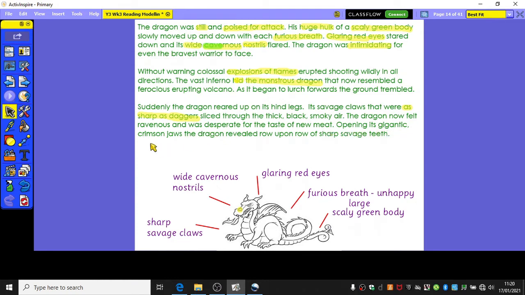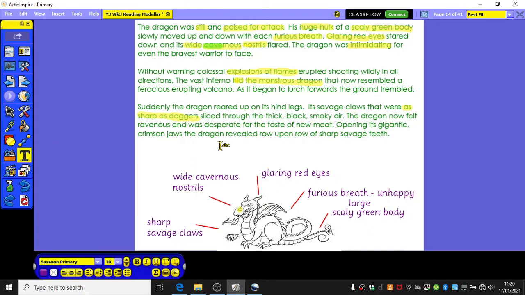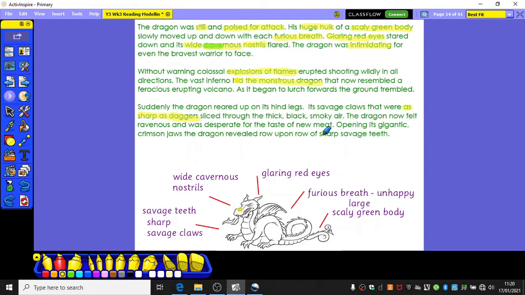Opening its gigantic crimson jaws, the dragon revealed row upon row of sharp, savage teeth. Okay, not only has he got savage claws, he's got savage teeth too. That's probably because the author wants to really reiterate and repeat that word for the effect of how mean, intimidating and scary this dragon really is. So it has savage teeth, and there's one more noun in that sentence. We found the teeth, that was at the very end of the sentence. In that sentence there's another noun that tells us about the dragon's body in some way. Can you find it?